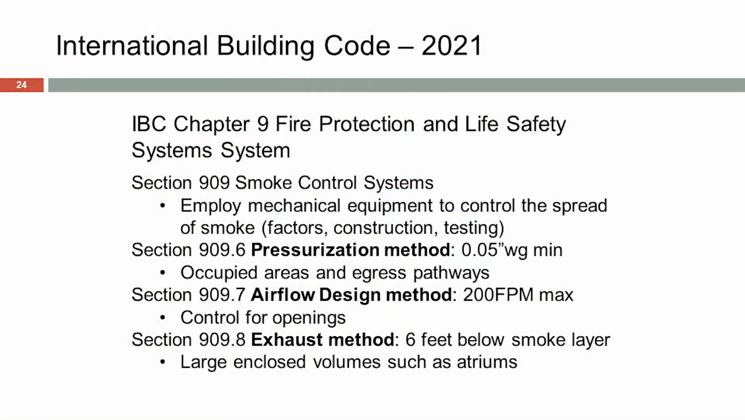So the most common examples are mechanically induced pressurization schemes, airflow design, and exhaust ventilation. Those are the three that we're going to run into with our smoke control systems. We're either going to pressurize it out, we're going to dilute it, or we're going to ventilate it. Chapter 9 of the International Building Code is where a lot of our activities are originating, in the smoke control system section 909.